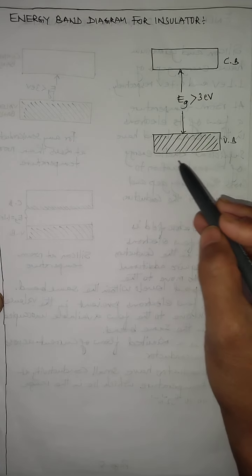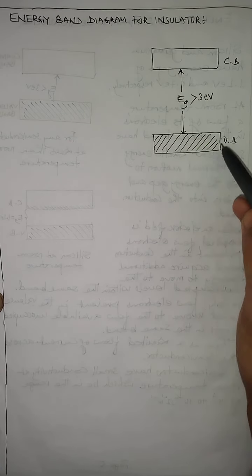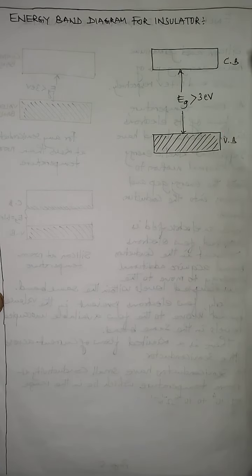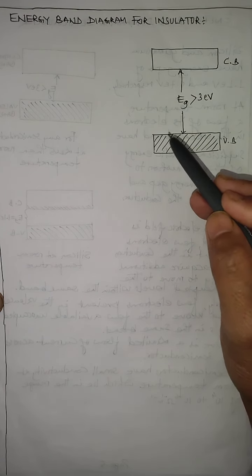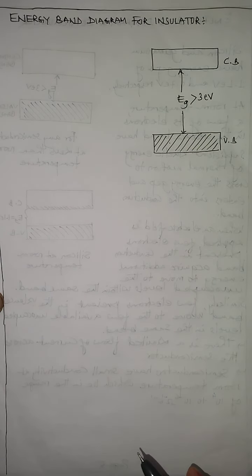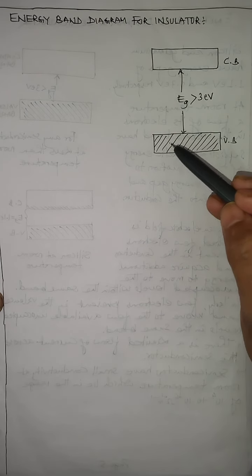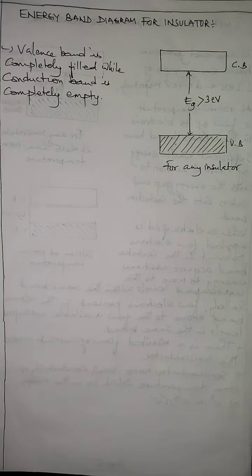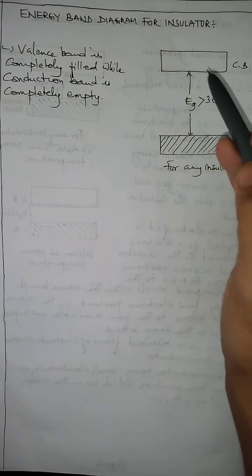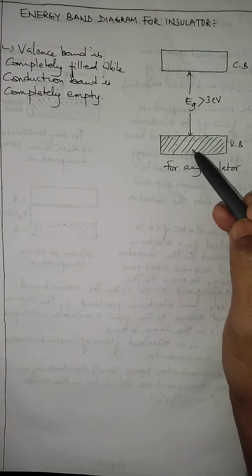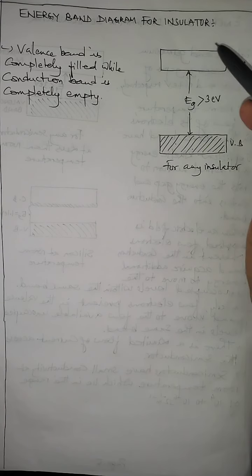Because under this case, the electrons in the valence band are completely filled, whereas the conduction band is completely empty, and no electron can go from the valence band to which band? Conduction band. Due to the large energy gap, the electron cannot move from the valence band to the conduction band. That's why the valence band in an insulator is completely filled, while the conduction band is completely empty.